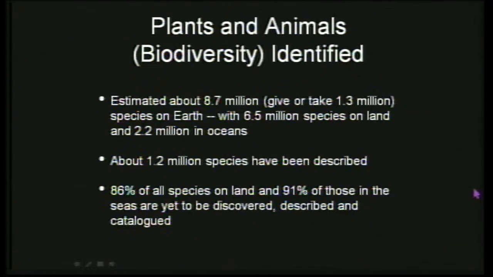What it says is, the estimated number of species or organisms on this planet Earth is about 8.7 million, out of which 6.5 million species are expected to be living on land and 2.2 million species are expected to be found in oceans or in water. But out of those 8.7 million, we have so far described only 1.2 million species. That means that 86% of all species on land are yet to be discovered, described and catalogued, and 91% of organisms in the seas or the oceans are yet to be discovered, described and catalogued.